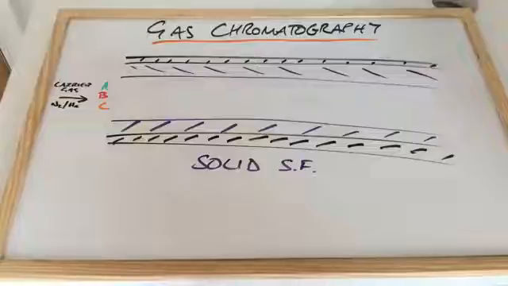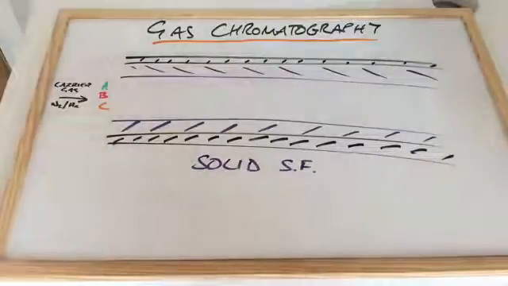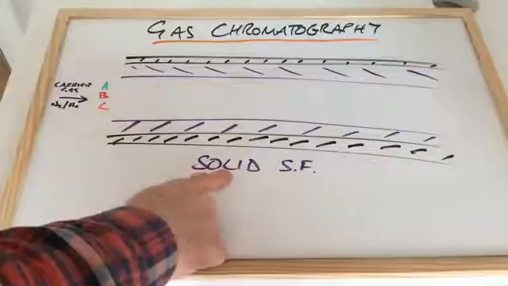You'll notice I've drawn a bigger version of the capillary tube now. The black shaded area just represents the walls of the tube, the solid support, and the purple represents the stationary phase. That's the phase, obviously, that doesn't move. Now in this case I've said that the stationary phase is a solid.